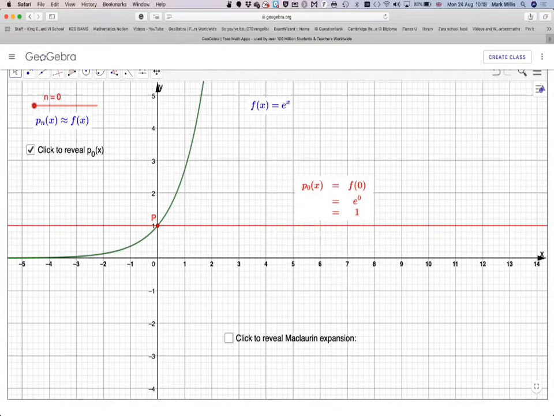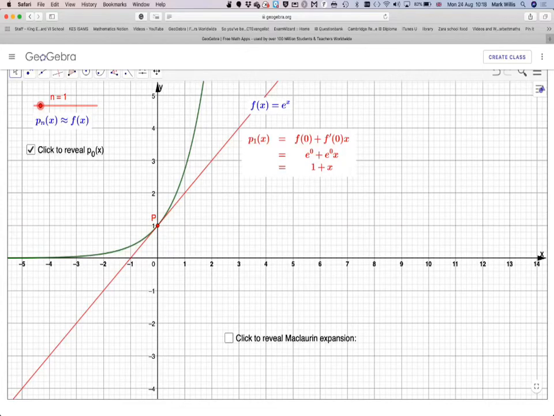Now, if I change n, the next one to be 1, okay, it becomes a slightly better approximation near x is equal to 0. Okay, and therefore the next term will be f of 0, which I've already worked out, plus f dash of 0, which is e to the 0. The good thing about differentiating e to the x, you always get itself. So e to 0, which is 1, and then e to the 0 times x, which is 1x.